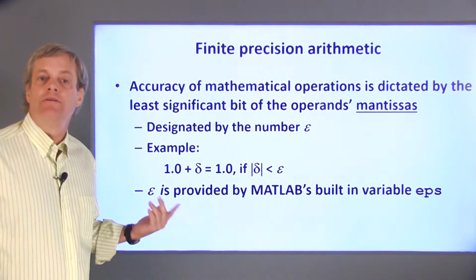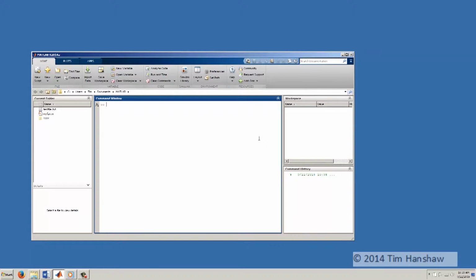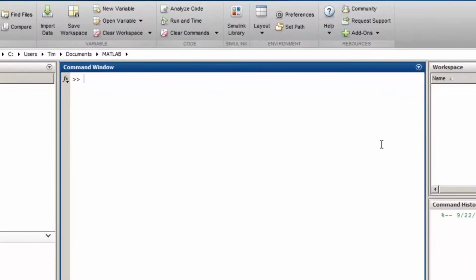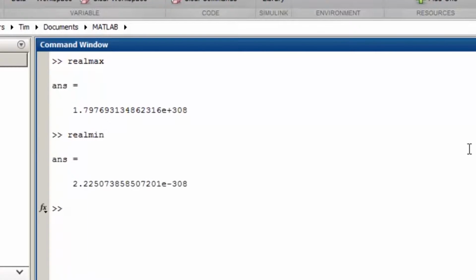Now I'll go to MATLAB and do some demonstrations relative to these concepts. First, I'll display the largest floating point value we can represent by typing realmax and pressing enter. The smallest floating point value is displayed by typing realmin and pressing enter. MATLAB thinks that numbers whose absolute values are above and below these values don't really exist.